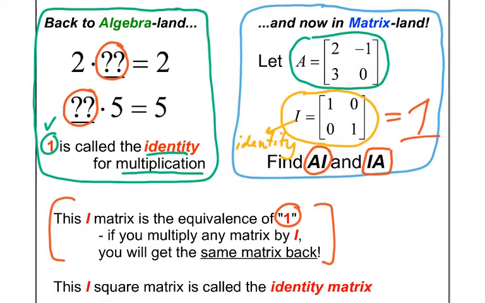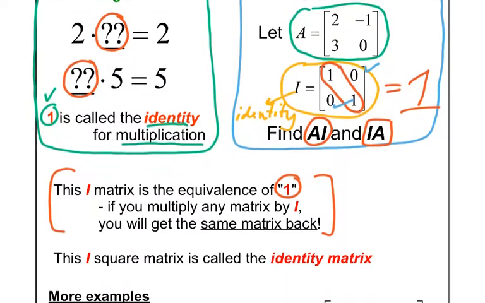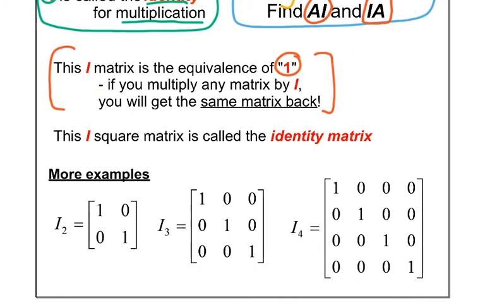Notice what it looks like. Do you notice that it's basically made up of 1s on the down right diagonal, and then everything else is just a 0? Oh, that's interesting. What if we had bigger ones? Well, look at these. We can call these by their size or dimensions. This is I2 because it's a 2 by 2. Can you see why this is called an I3? And therefore this one would be an I4.